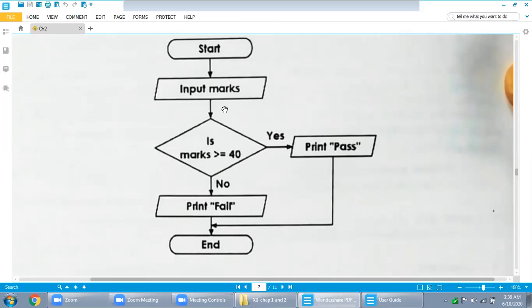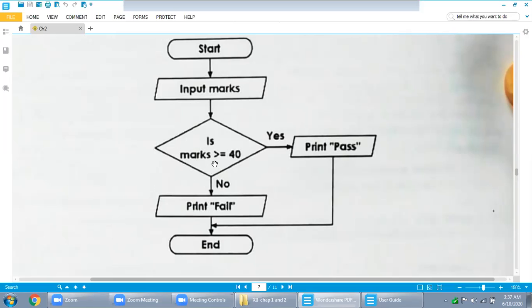Now again, if I assign the marks to a student, let's say 16, check it. What happened with the 16? Is 16 greater than or equal to 40? Obviously not. 16 is not greater than or equal to 40. The condition becomes false now. When the condition is false, it means that this block will not execute. Now, in this case, this block will be executed, and the result will be displayed in the parallelogram. What result? Print fail. So when 16 was there, it will print fail.